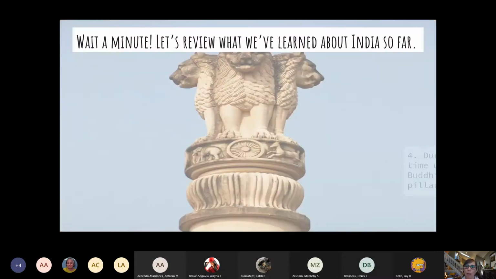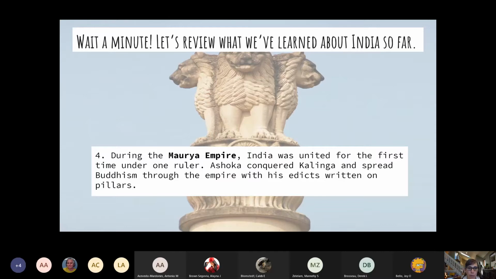Okay, right, and then the last one for this unit that we learned so far was about the Mauryan Empire. The Mauryan Empire was when India was united for the first time under one ruler. And that was a big deal because before that, it was lots and lots of different groups, and there were Greeks coming in. Alexander the Great came in and ruled part of India. And so this is the first time that India is all together in one group.